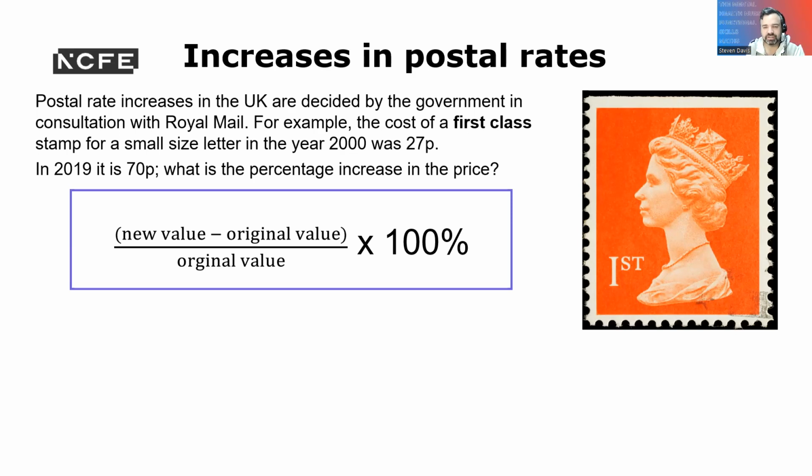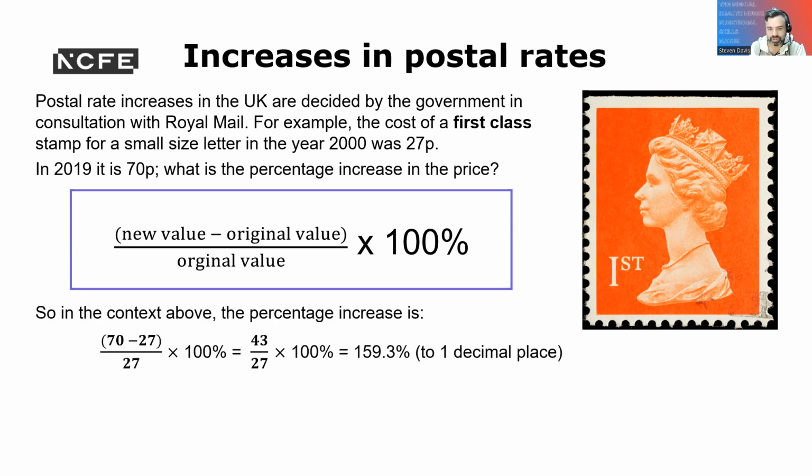So we need the new value minus the original value, divided by the original value, times by 100. So that would look like 70p minus the 27p, so that's the new price minus the old price, divided by 27, times that by 100. 43 divided by 27 times 100 equals 159.3% to one decimal place.